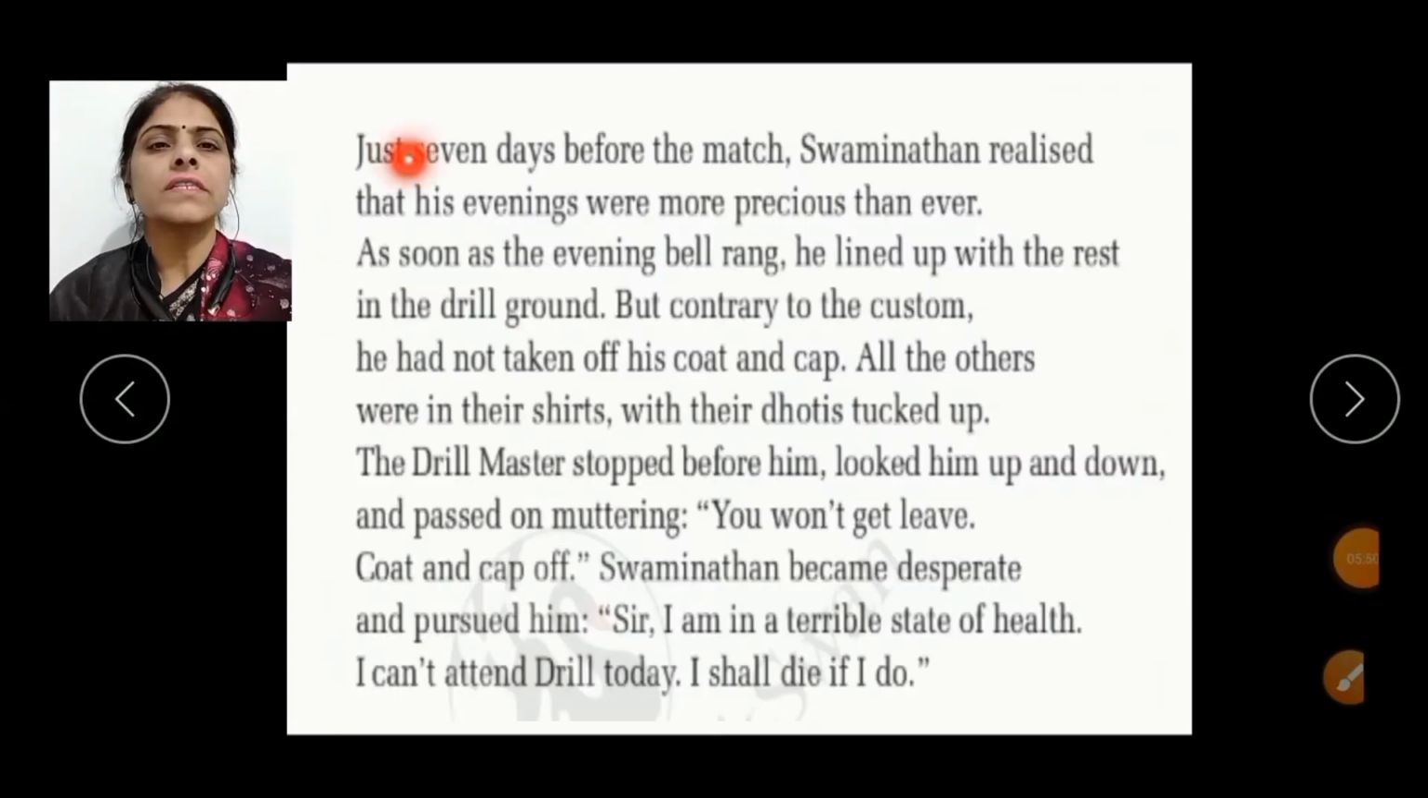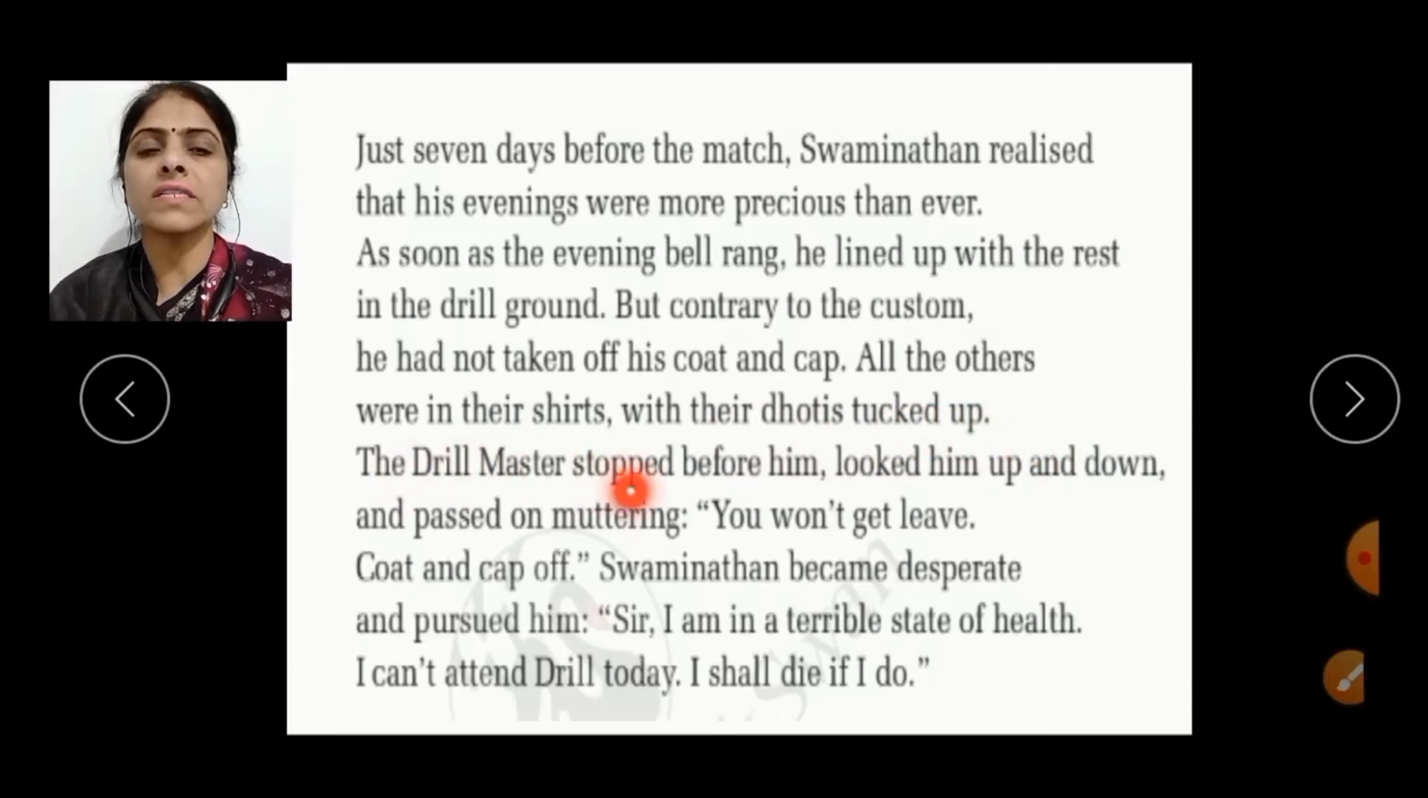Here, just 7 days before the match, Swaminathan realized that his evenings were more precious than ever. As soon as the evening bell rang, he lined up with the rest in the drill ground. But contrary to the custom, he had not taken off his coat and cap. All the others were in their shirts with their dhotis tucked up.